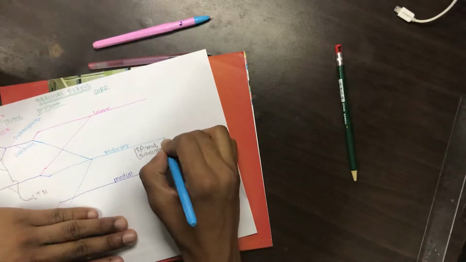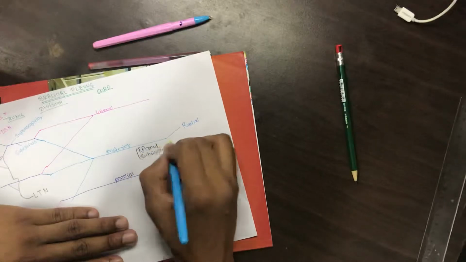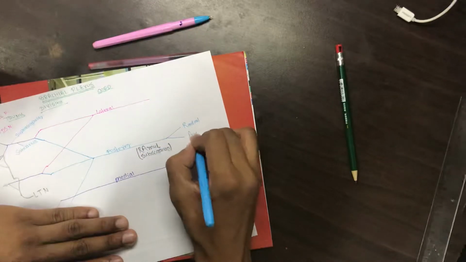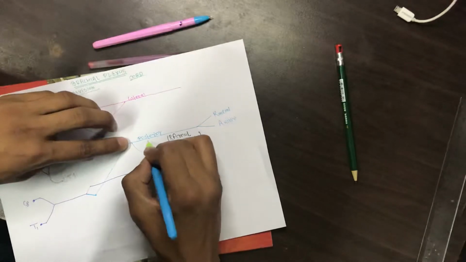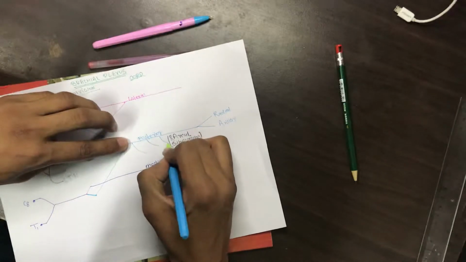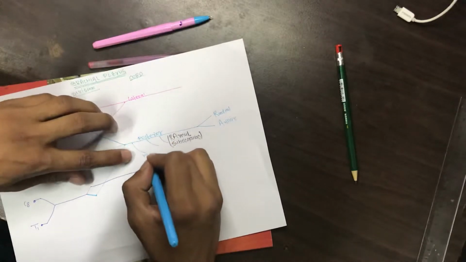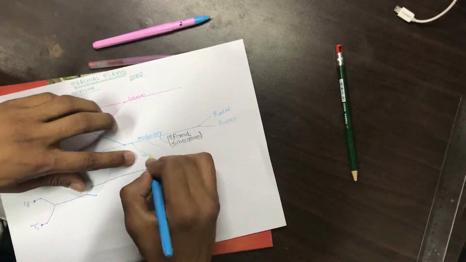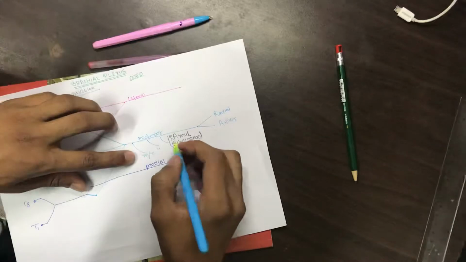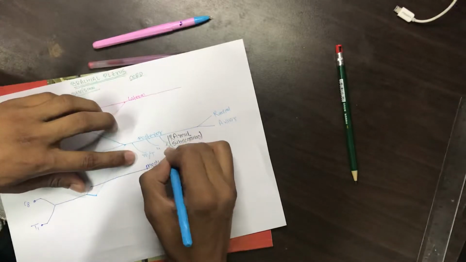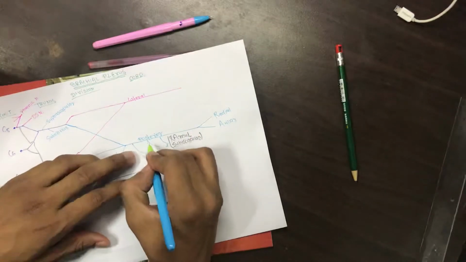Now, one is radial for R, axillary for A, and then we have three more branches, 1, 2 and 3. M means middle subscapular, also called thoracodorsal, U is upper subscapular, and L means lower subscapular. Okay, so these are the branches coming out of posterior cord.